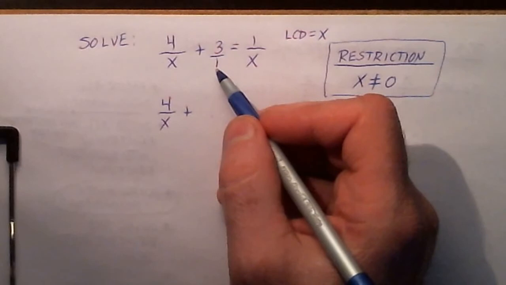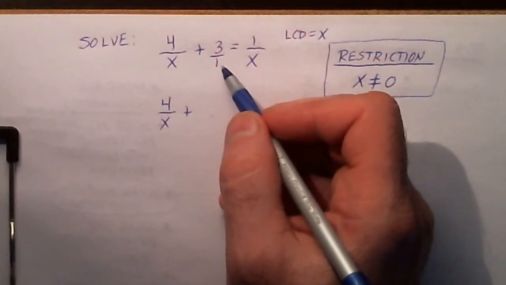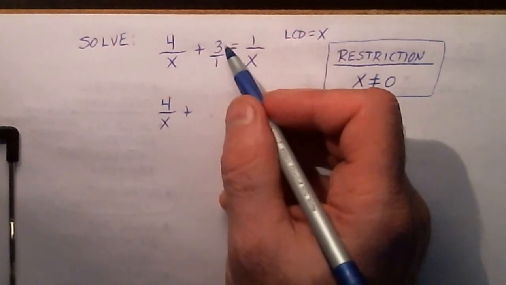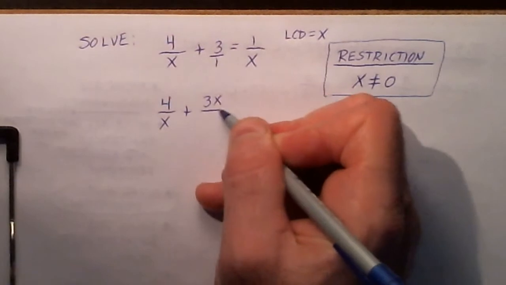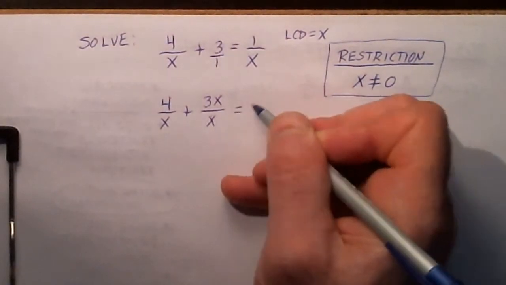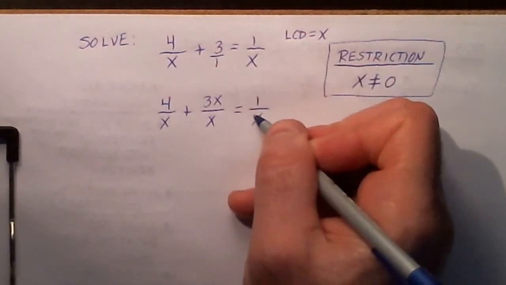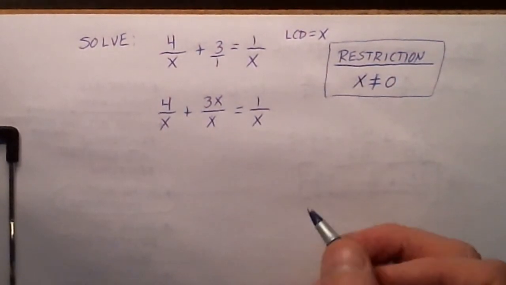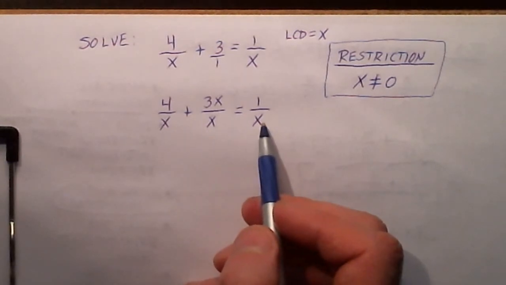In order to build its denominator up to x, we're going to have to multiply the denominator by x, which means we have to also multiply the numerator by x to maintain an equivalent fraction. So the second fraction, top and bottom, gets multiplied by x. Notice the fraction on the right side of the equation already has the least common denominator. Just bring it along. So this is your equivalent rational equation now, where we do have a common denominator throughout.